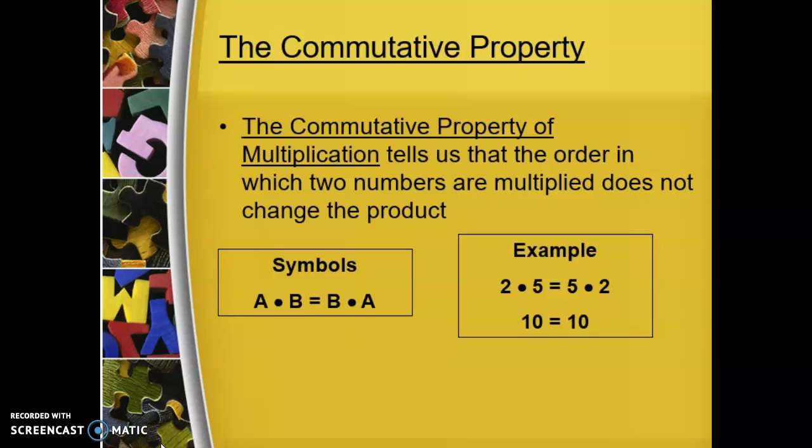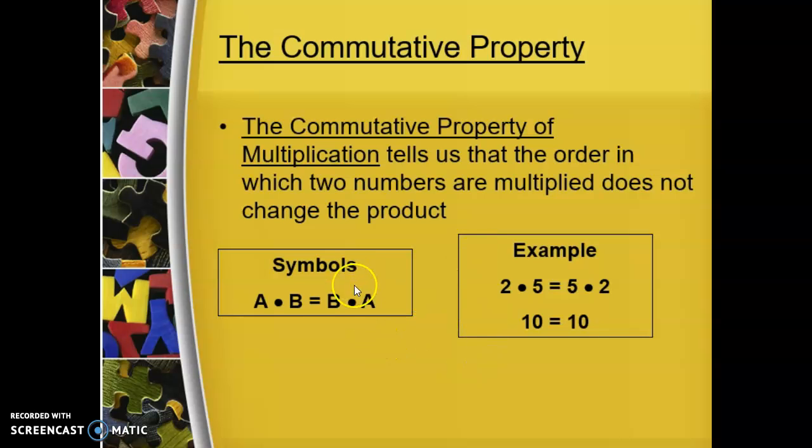For the commutative property of multiplication, you can multiply in any order. Which 2 numbers are multiplied doesn't change the product. You can change the order any way you want. So you're going to see here where it talks about symbols. We can use a dot to represent multiplication or an X. There's other things that you can use as well, but we're going to focus on just the dot and the X for now. So this is telling us that A times B is equal to B times A.